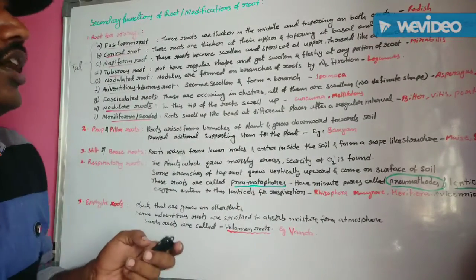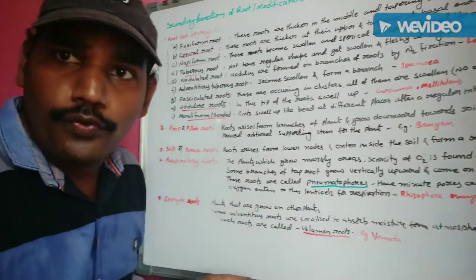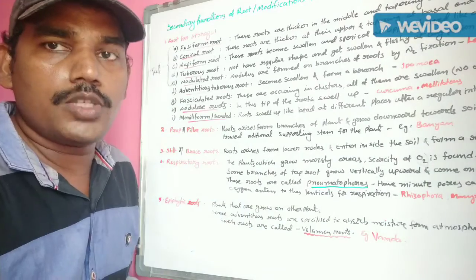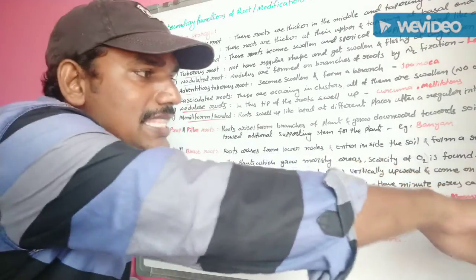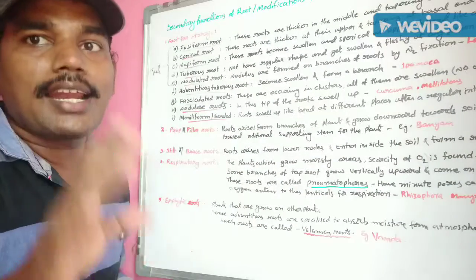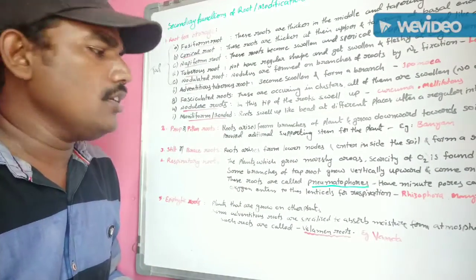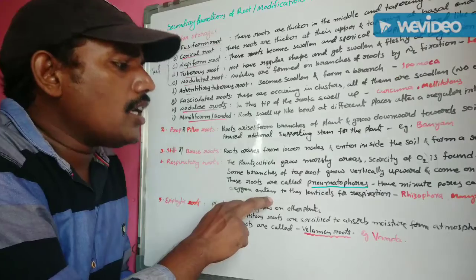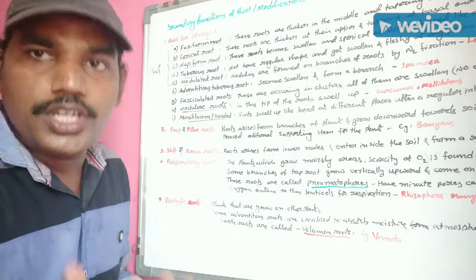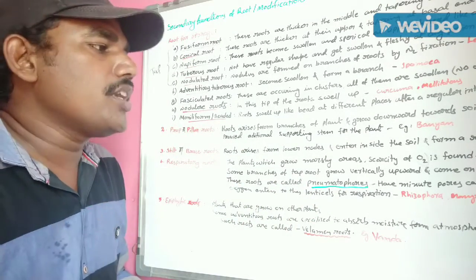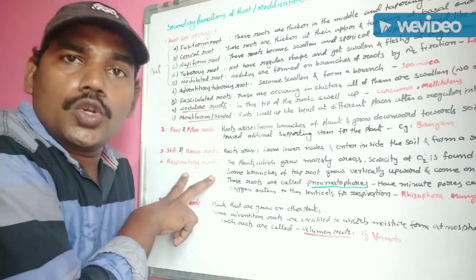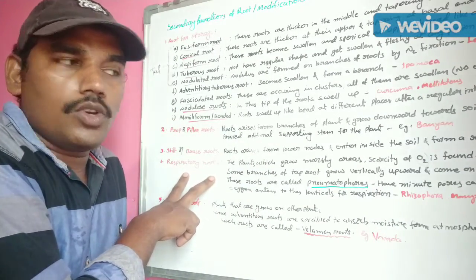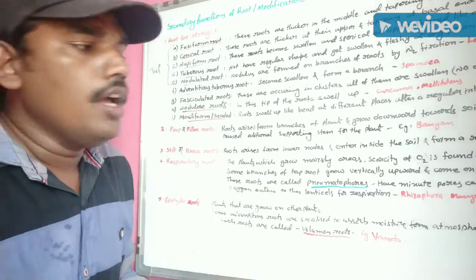These lenticels are helpful for gas exchange. This means oxygen is available to the root system through these lenticels. The oxygen enters through the lenticels for respiration. This type of root is known as a respiratory root. The best example is Rhizophora.